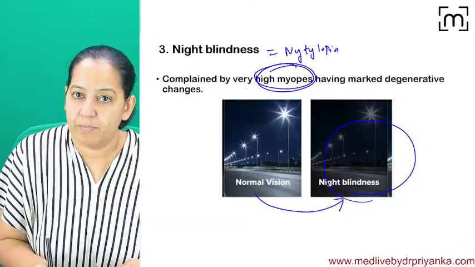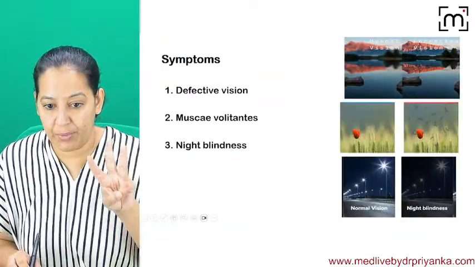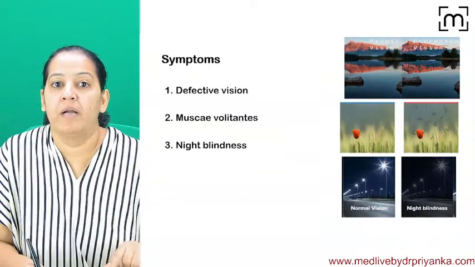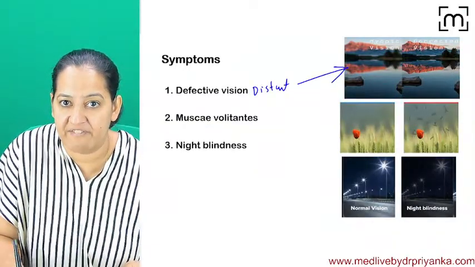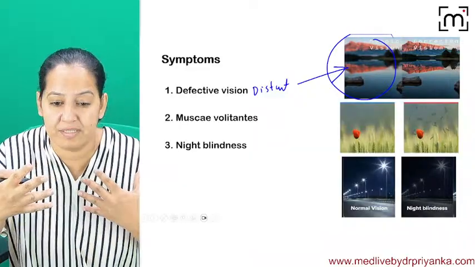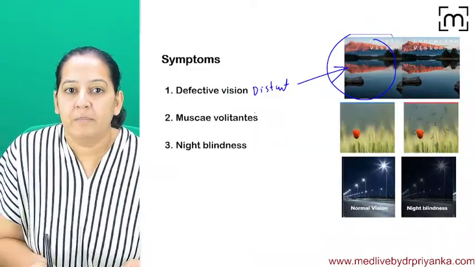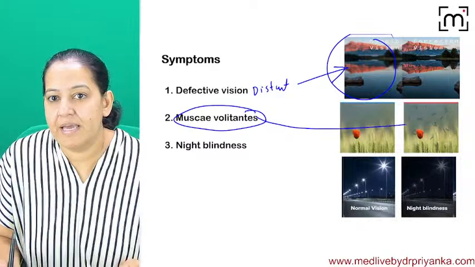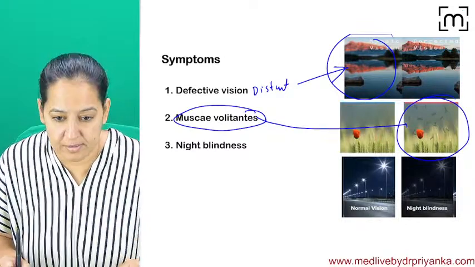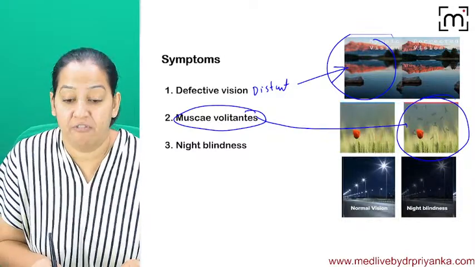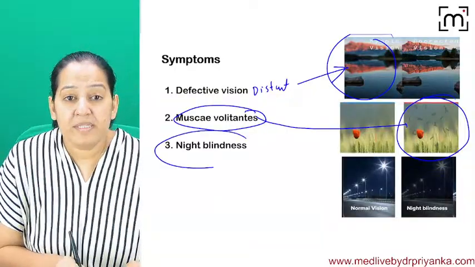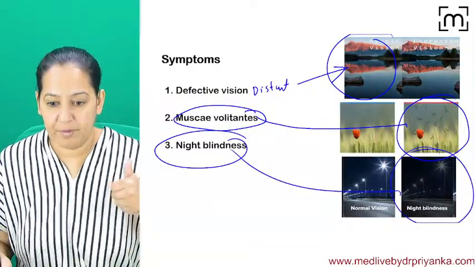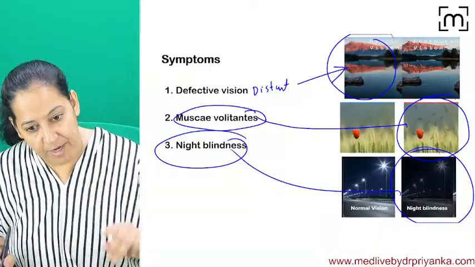Nyctalopia. Okay, so the person has nyctalopia. These are the three symptoms in myopia. The person has defective distant vision. Appreciate the distant mountains are defective, but reading a book is normal. The person has muscae volitantes, floaters: transparent, blackish floaters in front of the eye every time. And the third one is night blindness, nyctalopia. Give me a thumbs up. The three symptoms of myopia are done.